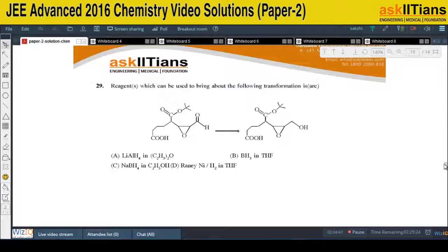So you have one transformation where the COOH part is same, epoxide part is same, whereas the aldehydic part has been converted to alcohol, and C double bond O, every other part is same. Now you have to select which will be the best reagent, whether it is LiAlH4 in diethyl ether, or borane in THF, or NaBH4 in C2H5OH, or Raney nickel in the presence of hydrogen in THF.